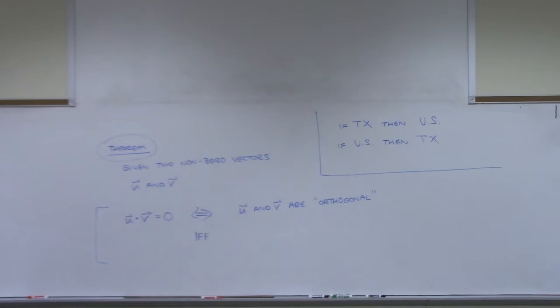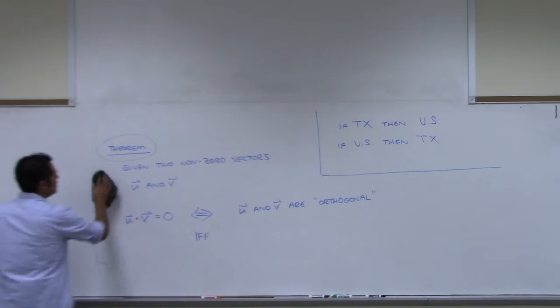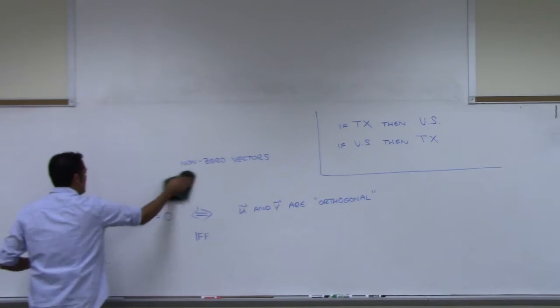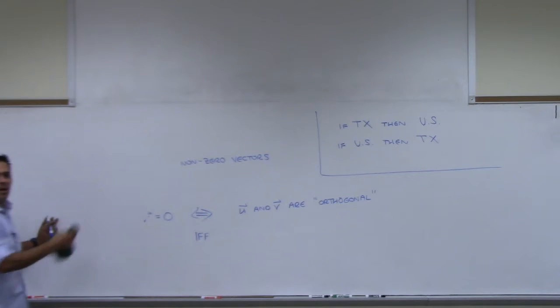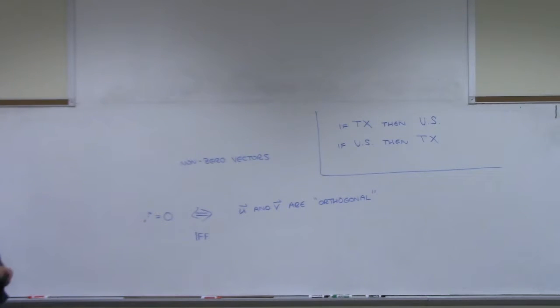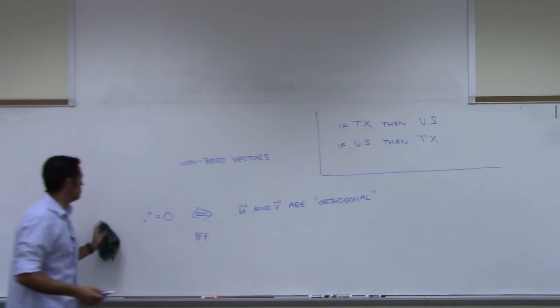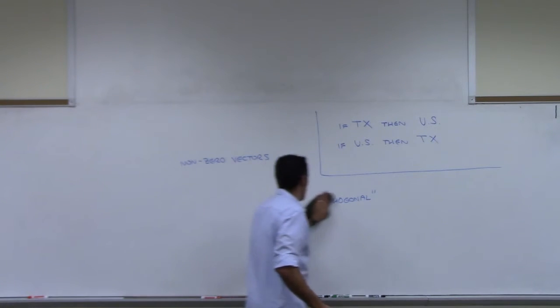All right. We have from that a very simple way of checking whether or not two vectors are orthogonal, right? All we have to do is see if the dot product is 0. If the dot product is 0, we're done.